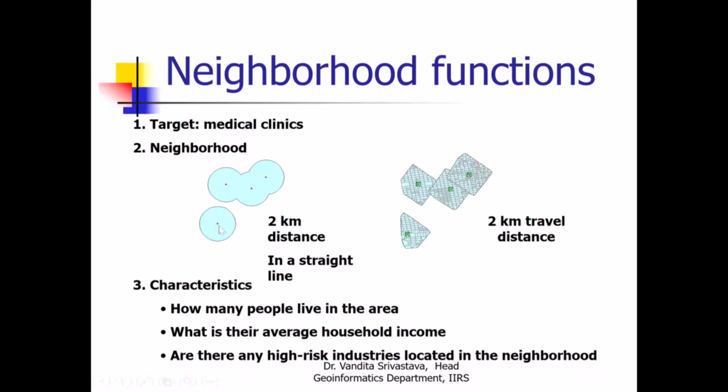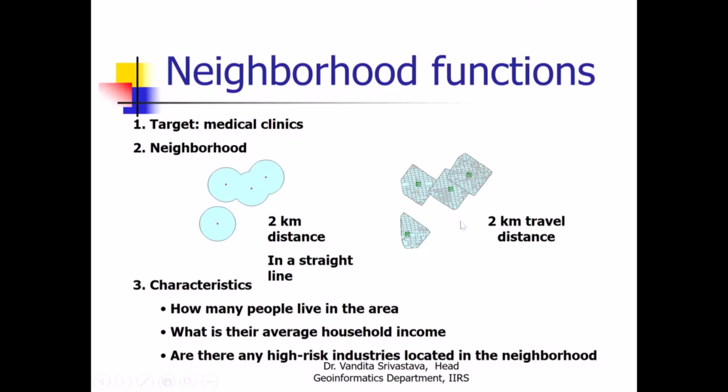If you know that up to 2 kilometer distance is not good, you want to erase this, so you will find out a buffer zone of 2 kilometers from this place which is polluting. So the station which is causing the pollution. So you can have this kind of buffer zone, consideration of neighborhood.